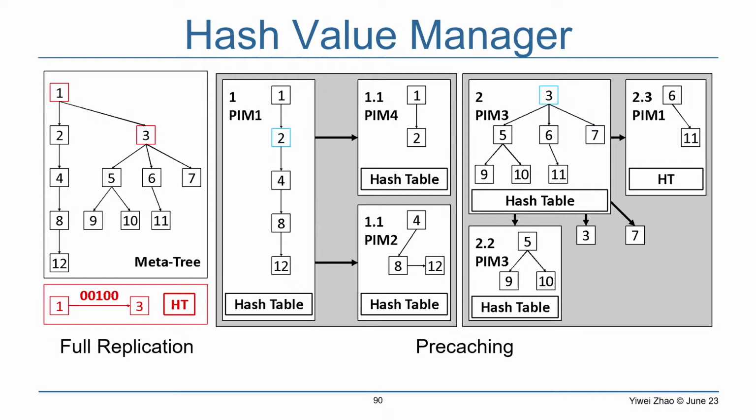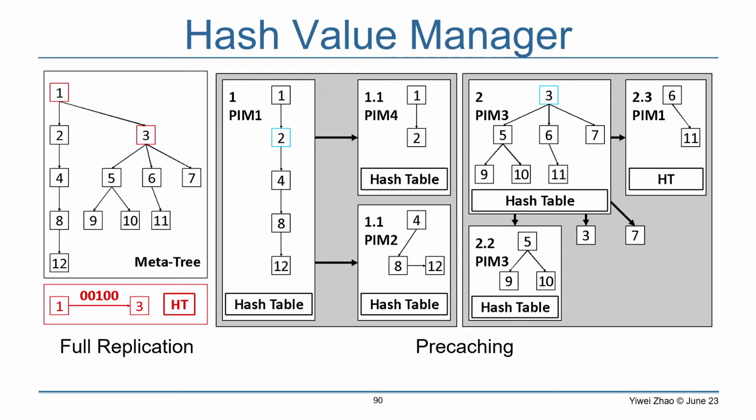After this highest level decomposition, we get two parts, the left side and the right side. On the left side, this node is on PIM 1. It has its own information and all information in its subtree. This is the same for PIM module 3. These nodes have all information in their subtree. So that's the pre-caching that's happening here.